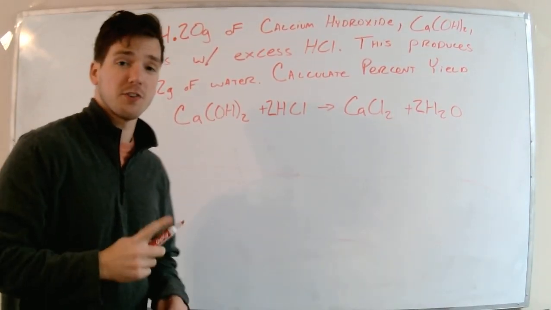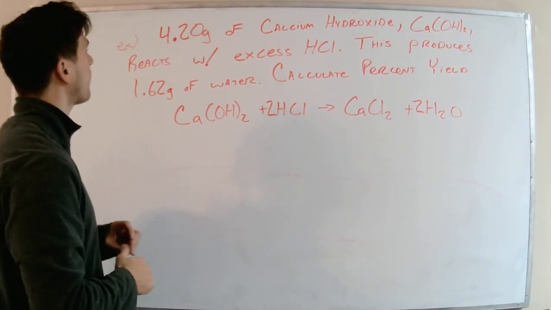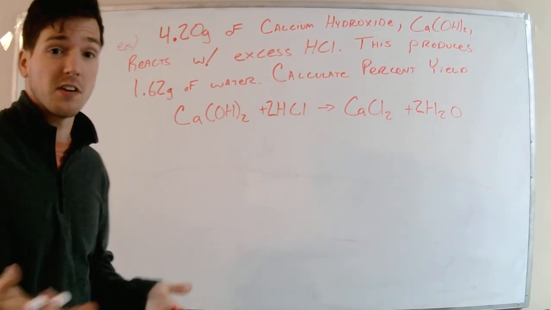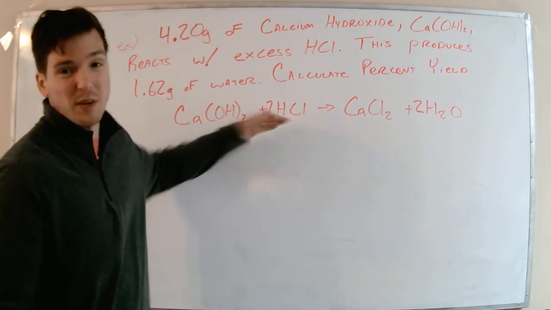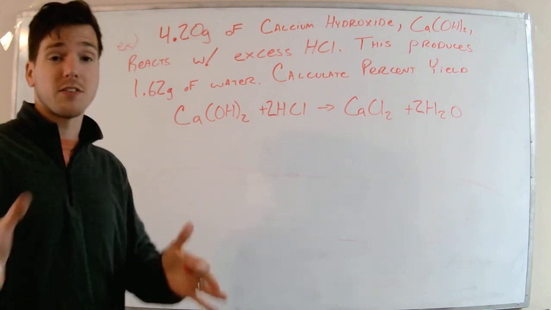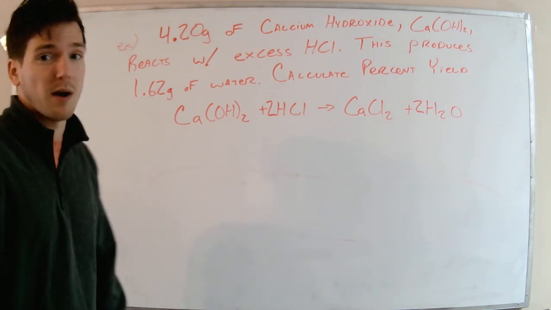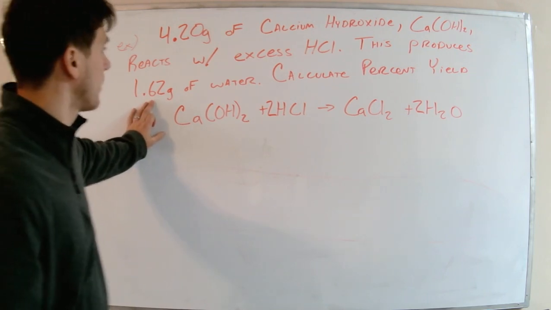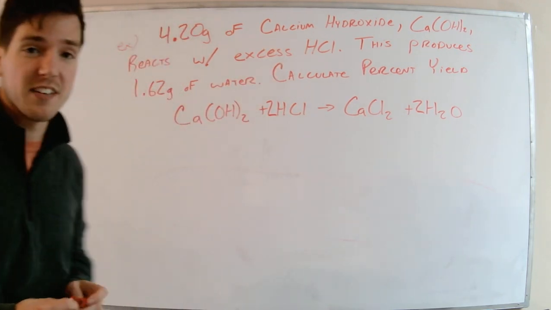So here is our first problem. It says 4.20 grams of calcium hydroxide reacts with excess HCl. So this isn't a limiting reactant problem. It already told us we have too much HCl and our limiting reactant is Ca(OH)2. So that's good. We know we don't have to do a limiting reactant problem. This produces 1.62 grams of water. Okay, calculate the percent yield.